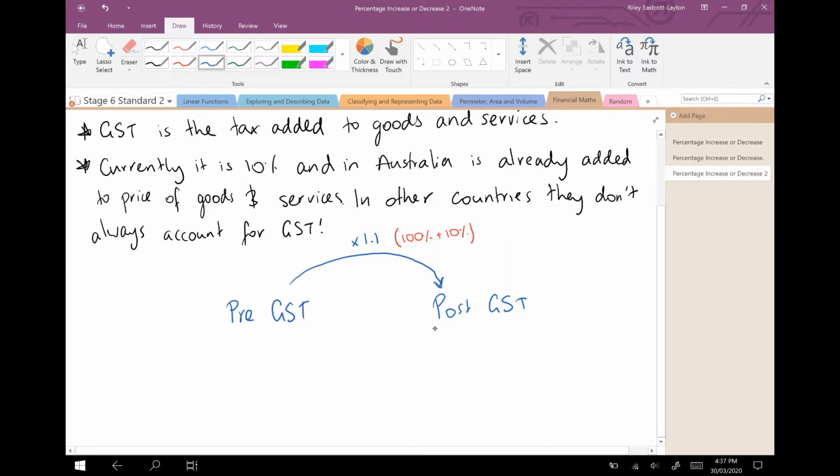Now when we go back the other way, we just have to do the opposite. The opposite of timesing by 1.1 is dividing by 1.1.